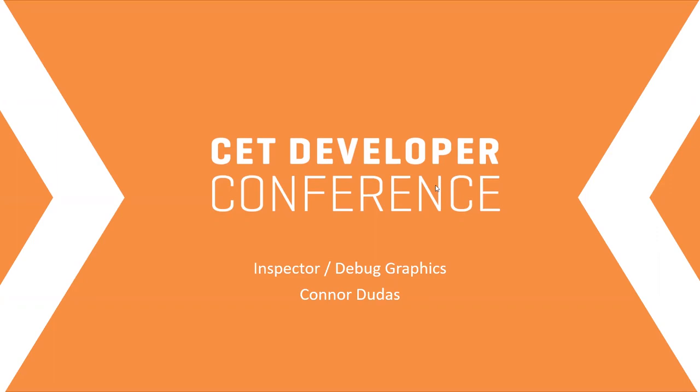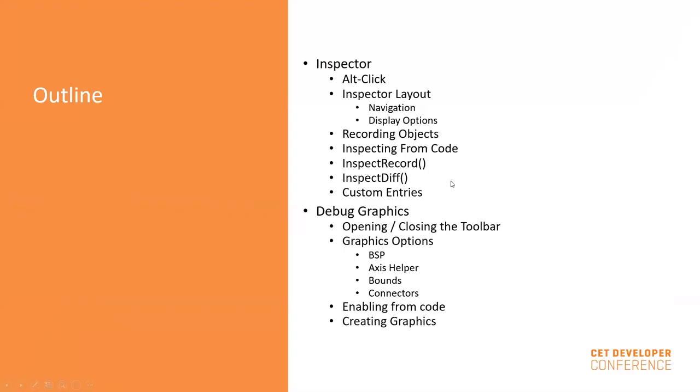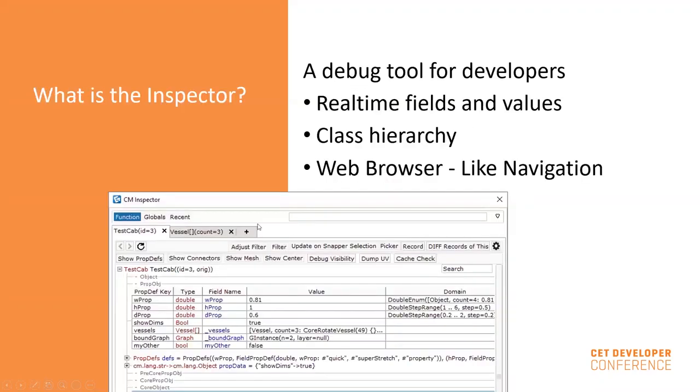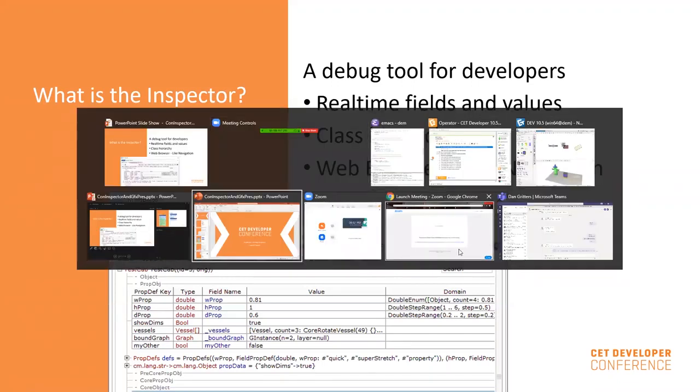My name's Connor Dudas. I'm an R&D developer at Configura, and I'll be giving a rundown today of what the Inspector and Debug Graphics are, some developer tools. First off, here's the outline of what I'm going to be covering tonight. I'll be covering the inspector and the debug graphics separately. I'll show you how alt-click works, how to inspect from code, some of the new diff tools with it, and then in the graphics, some of the options that you have with it, and then creating your own, among other things. Let me double check on Zoom here to make sure you guys can all hear me.